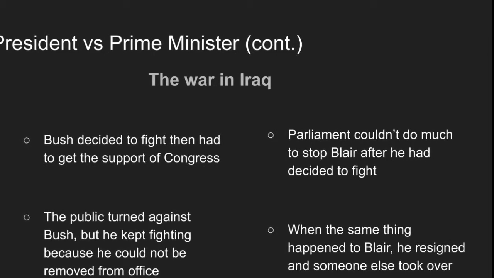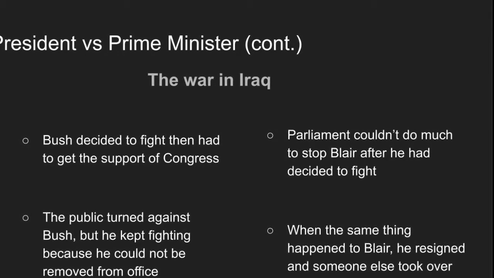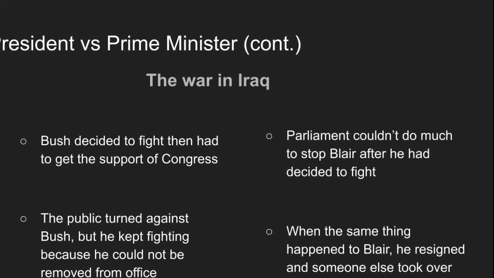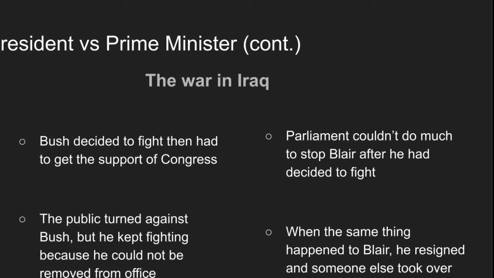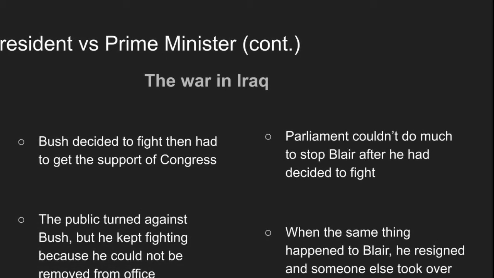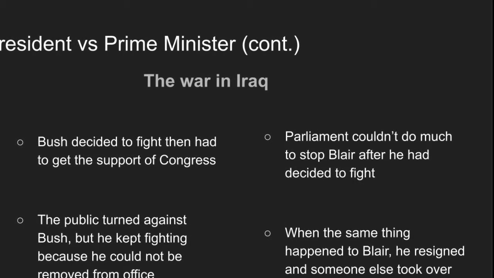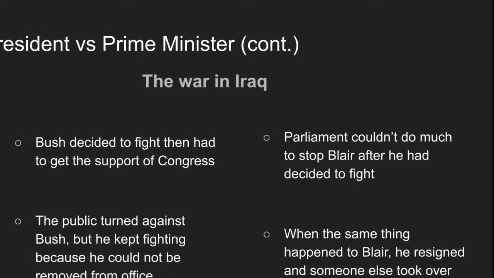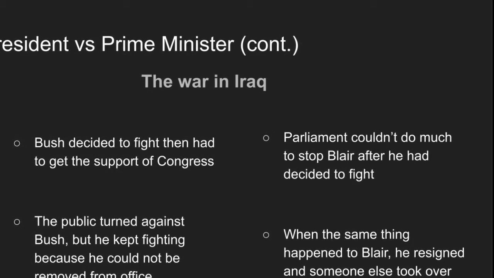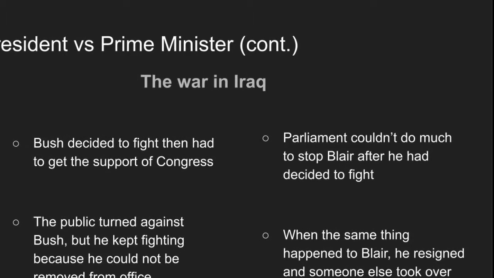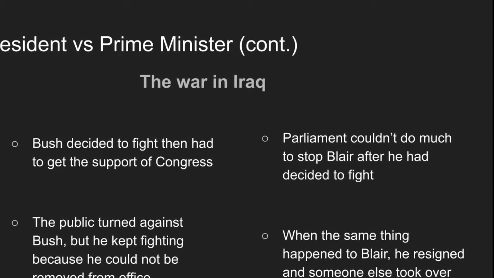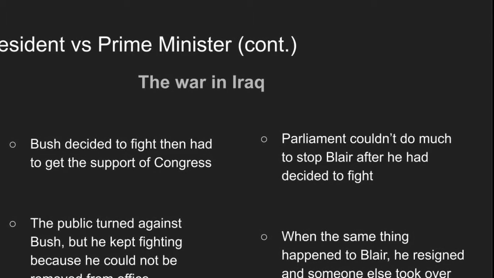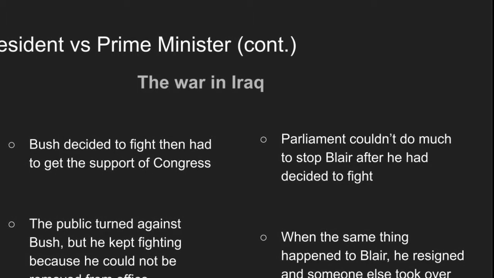The differences between a president and a prime minister can be demonstrated by George W. Bush and Tony Blair. Once Bush decided to fight in the war, he then had to get the support of Congress. Once Blair decided to fight in the war, Parliament couldn't do much to stop him. When the public turned against George W. Bush, he kept fighting because he could not be removed from office. When the same thing happened to Blair, he resigned and someone else took over as prime minister.